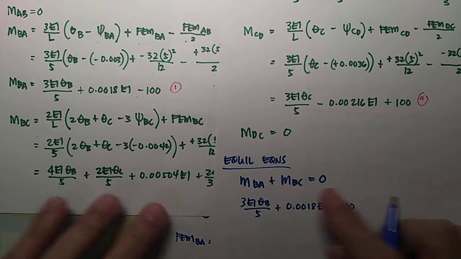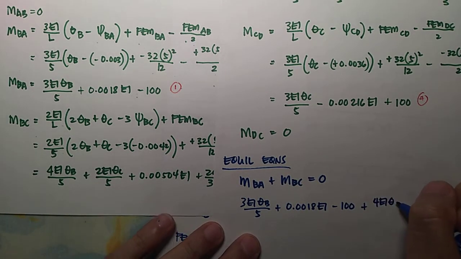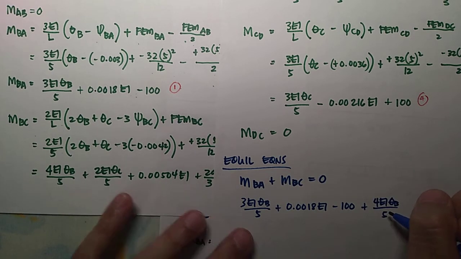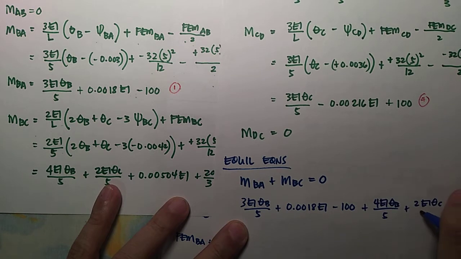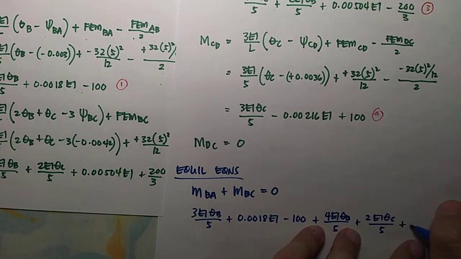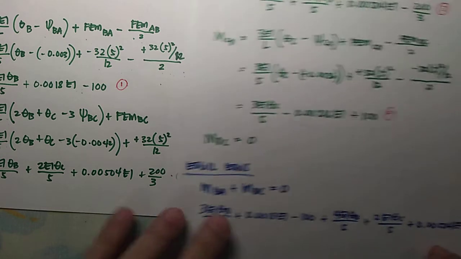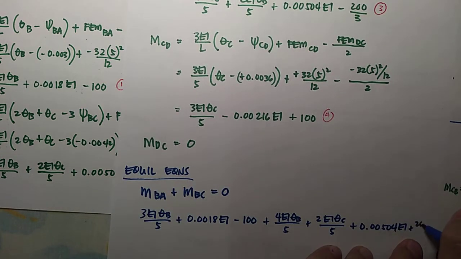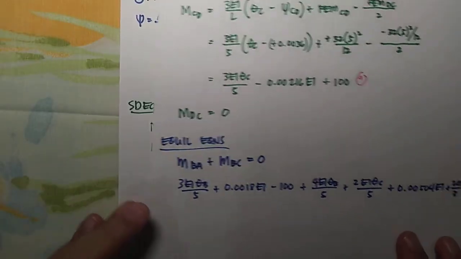Ito. So, plus 4EI theta B over 5 plus 2EI theta C over 5 plus this one, plus 0.0504 EI plus 200 over 3 should be equal to 0. Okay, should be equal to 0. So, simplify lang natin to.